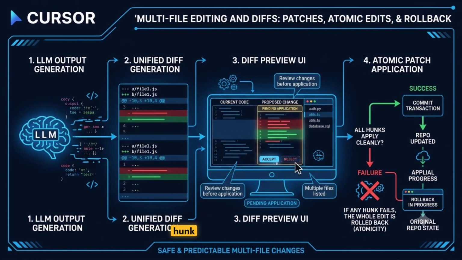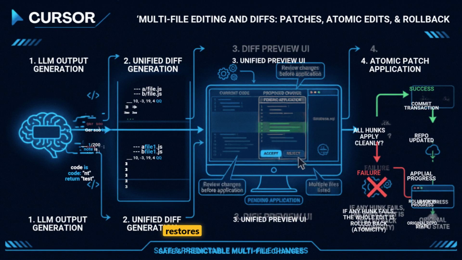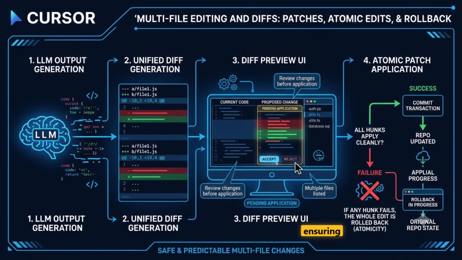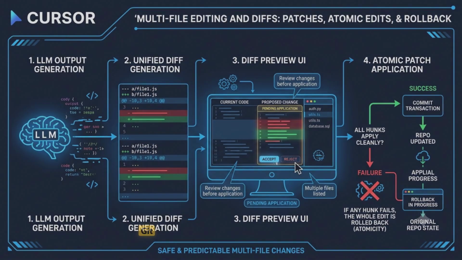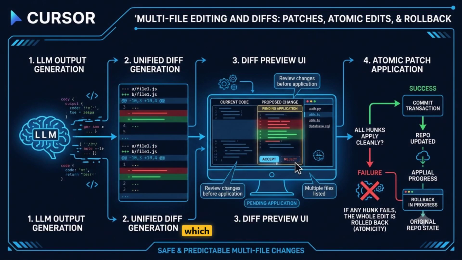If any hunk cannot apply, maybe you manually edited a file in another tab, trace the red failure path. The whole edit is aborted and a rollback restores your original repo state, ensuring you never end up with a partial broken feature. Other agents like Aider often rely on Git commits for atomicity, but Cursor as an IDE can apply or revert patches in memory fast, which is the key difference.